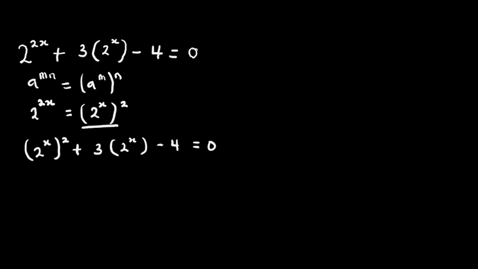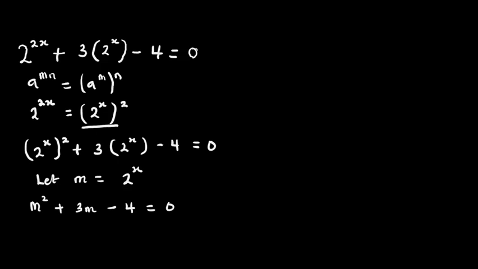So the next thing I'm going to do is to let m equal 2 to the power of x, because we can see 2 to the power of x in the equation twice. So anywhere I see 2 to the power of x, I'm going to replace it by m. So I said let m equal 2 to the power of x. So we have m squared plus 3m minus 4 equals 0.